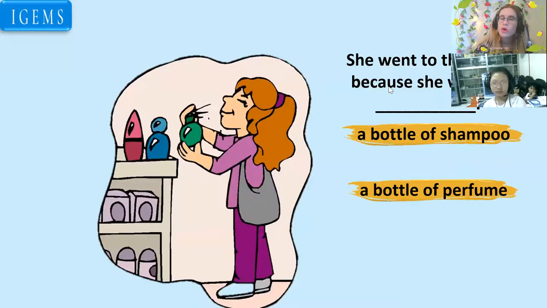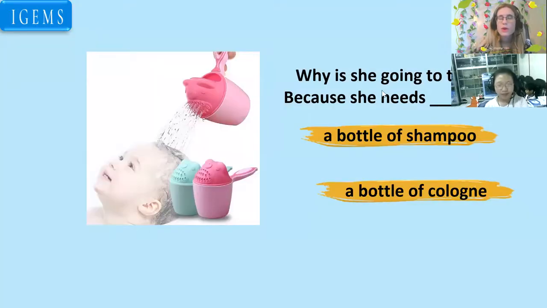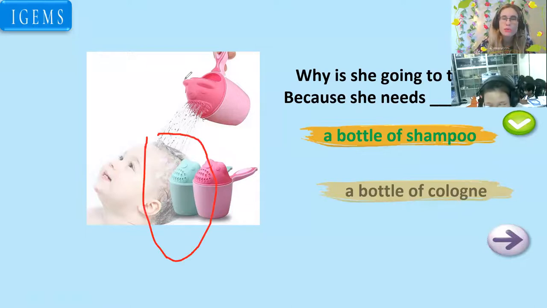She went to the store because she wanted a bottle of perfume. Good work. Bottle of perfume. That's correct. Very nice. Excellent. Why is she going to the store? Because she needs a bottle of shampoo. Yes, we can see that she is washing the baby's hair, and you need shampoo for that, right?